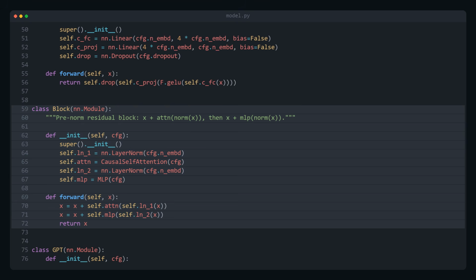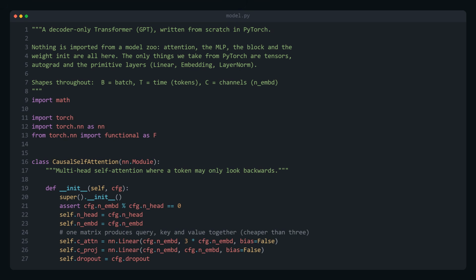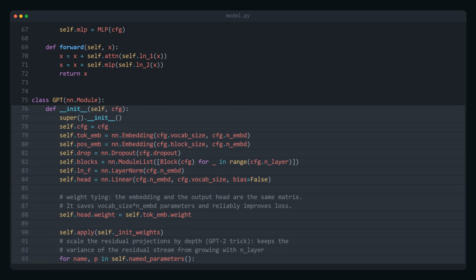Then 2 tricks that buy a lot for almost nothing. First, weight tying. The embedding matrix and the output layer are literally the same matrix. That saves 640 times 16,000 parameters and reliably improves the loss. Second, scaling the residual projections by the square root of twice the depth. Otherwise, the variance of the residual stream grows with the number of layers. The result is 10 layers, 10 heads, 59.6 million parameters.